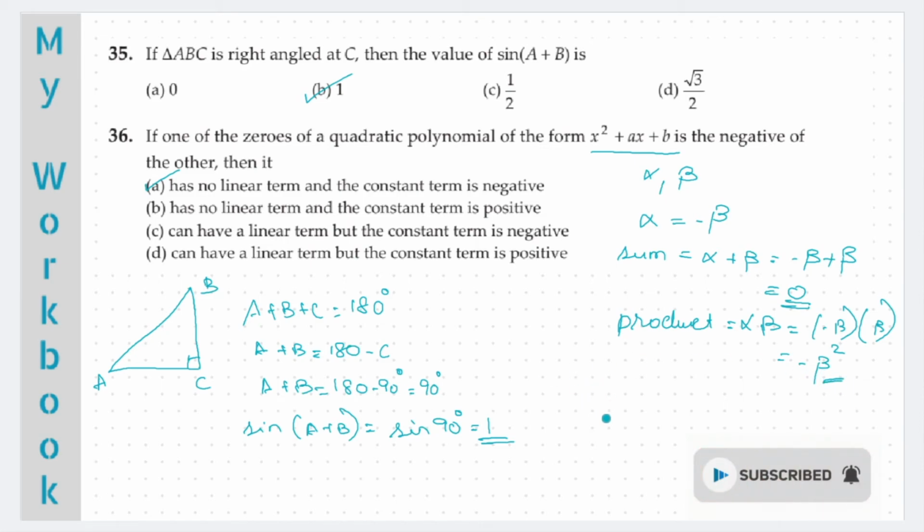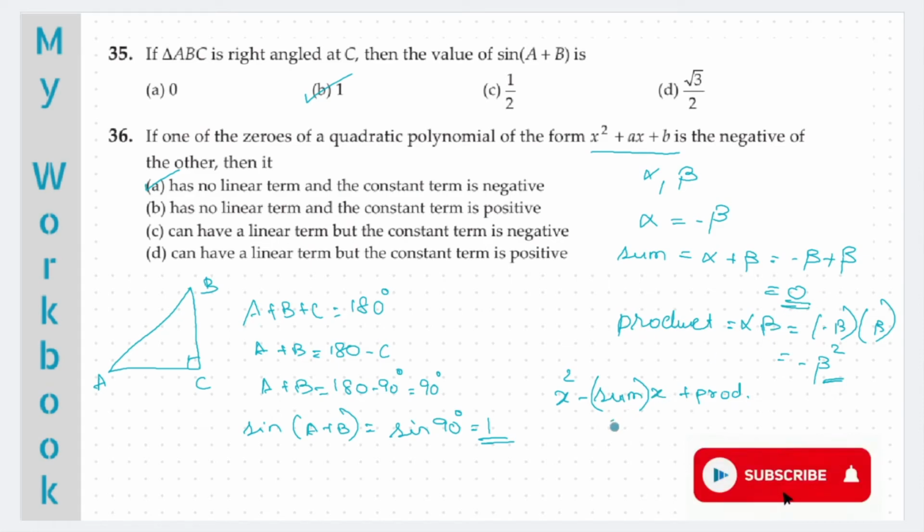Any quadratic polynomial is of the form x square minus sum of the roots into x plus product. Here the sum is itself 0, so the x term will be 0, and we have product as minus beta square, so it will be x square minus beta square. So there is no linear term, x term is not there, and the constant term is negative. So option A is the correct answer.